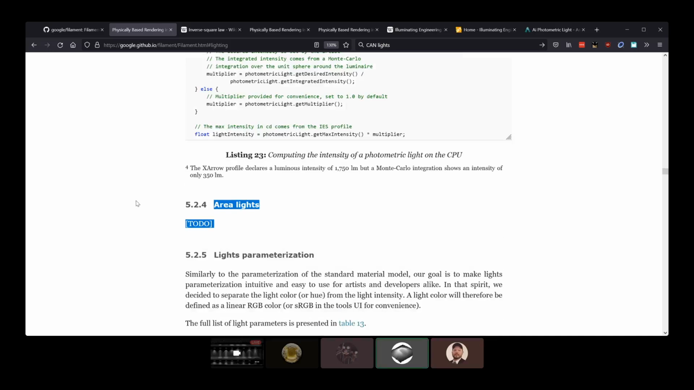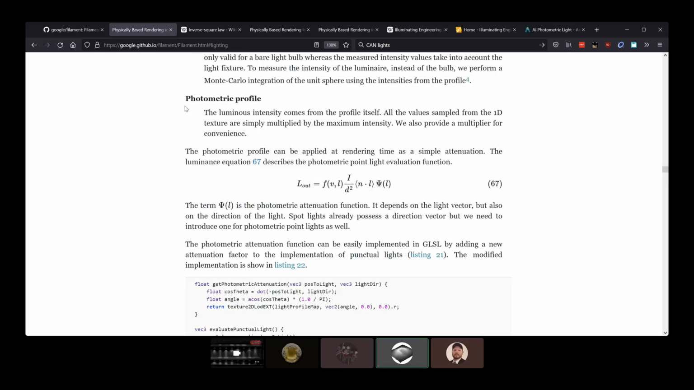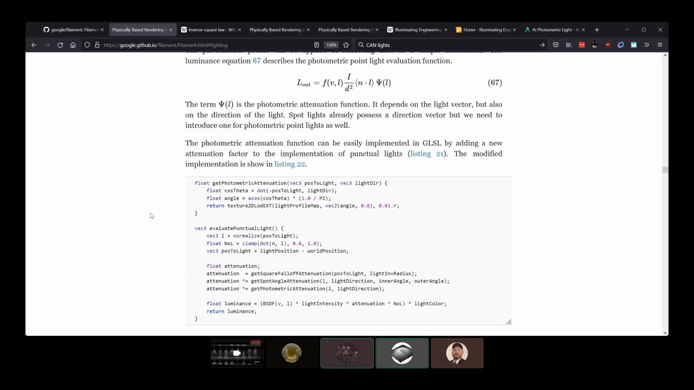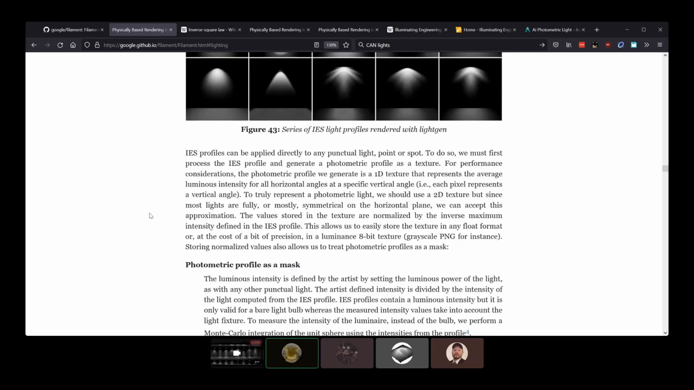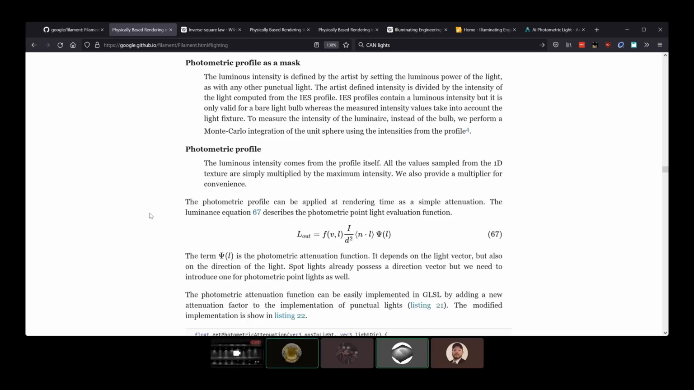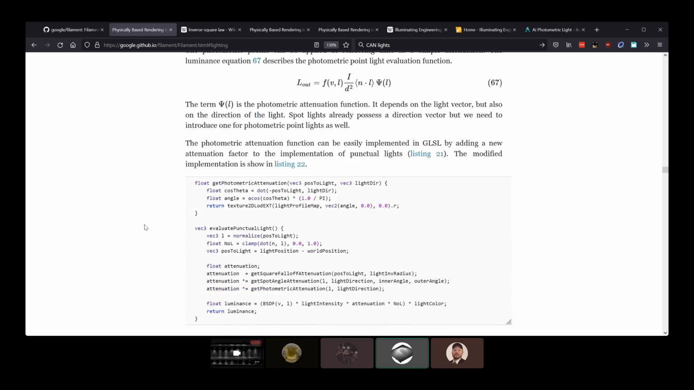Okay, so area lights to do. Yeah, nice. We can't talk much about them. I don't know if we want to go into anything more about the photometric lights. I think we have a decent intuition how those work at this point. We get there's a mask, you sample it, and you attenuate the output based off that sample. So that's cool.